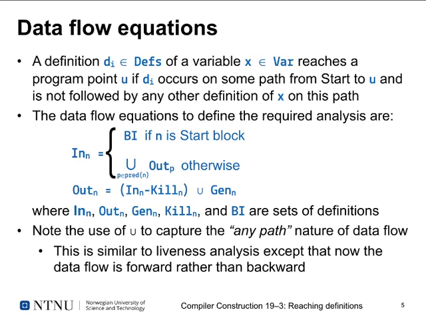And on the other hand, our output set is defined by the input set we've just determined, and then we subtract the killed variables in that block and join them with the generated variables in our block here. So here you see the use of the join operator to capture this any-path nature of data flow. So we have to consider any paths coming into a basic block in order to figure out what data is actually relevant for this block here. So this is of course similar to liveness analysis, but now the data flow is forward, so we're going from top to bottom in our control flow graph instead of the other way around.